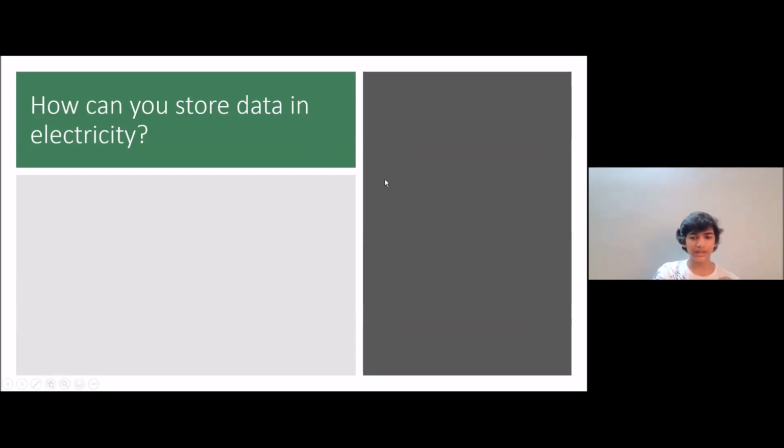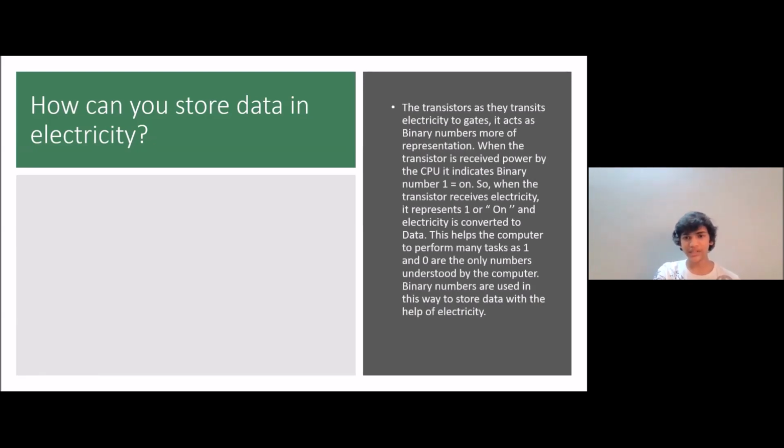So how can you store data in electricity? We charge it, we do everything, and these transistors give out to the electric gates. But how do you store this in electricity? This is the main doubt in which you can clarify how this program works. So these transistors, as they transmit electricity to the gates, give these electric charges to the gates.